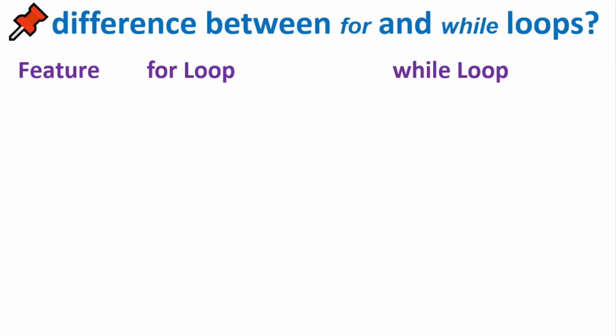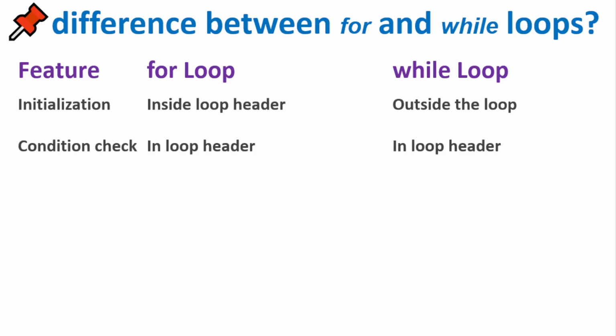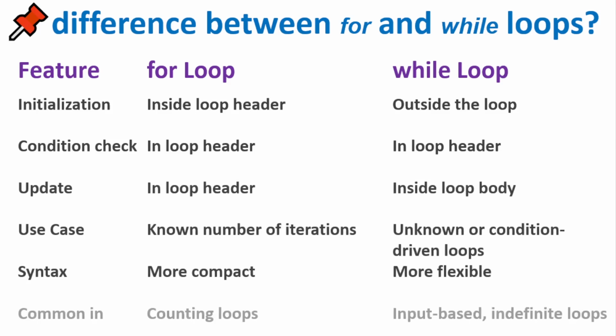Number 8, what is the difference between for and while loops in C? For loop, best when the number of iterations is known, compact and clean structure. While loop, best when the number of iterations is unknown or depends on a condition. More flexible but requires manual setup and update.